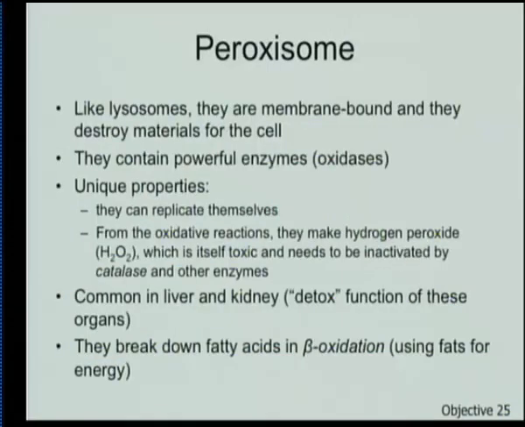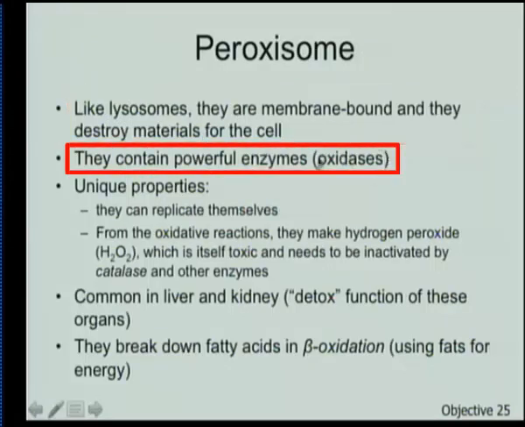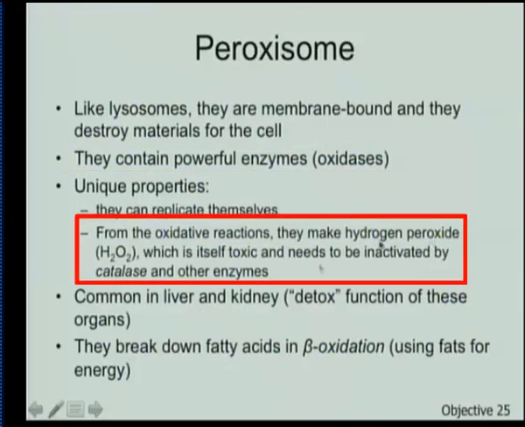Now, as we look at our next organelle involved in digestion, it's called the peroxisome. They're like lysosomes: they're membrane bound, and they destroy materials for the cell. They contain enzymes, specifically a higher concentration of enzymes called oxidases. As they target molecules, the product is hydrogen peroxide, H2O2. Now, hydrogen peroxide by itself can be toxic and is toxic to your cells. So we have other enzymes that break down hydrogen peroxide, and one of the products is water, so it lessens the impact on our cells.